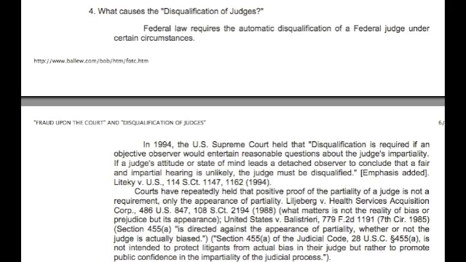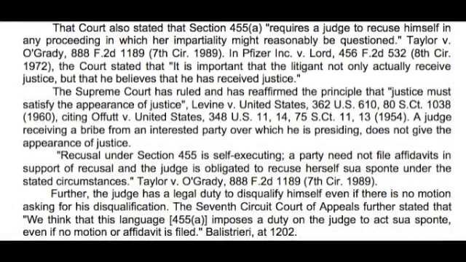Section 455(a) of the Judicial Code, 28 U.S.C. 455(a), is not intended to protect litigants from actual bias in their judge, but rather to promote public confidence in the impartiality of the judicial process. That court also stated that Section 455 requires a judge to recuse himself in any proceeding in which her impartiality might reasonably be questioned. Taylor v. O'Grady, 888 F.2d 1189, 7th Cir.